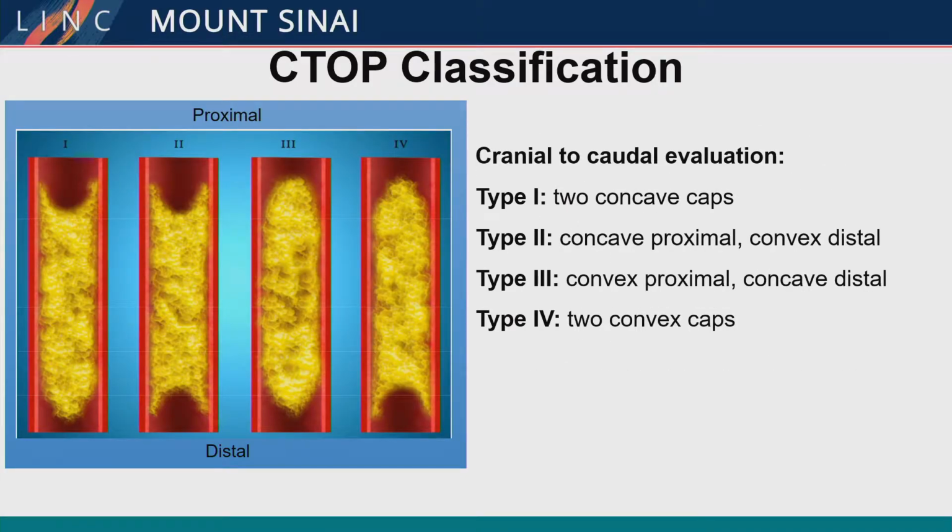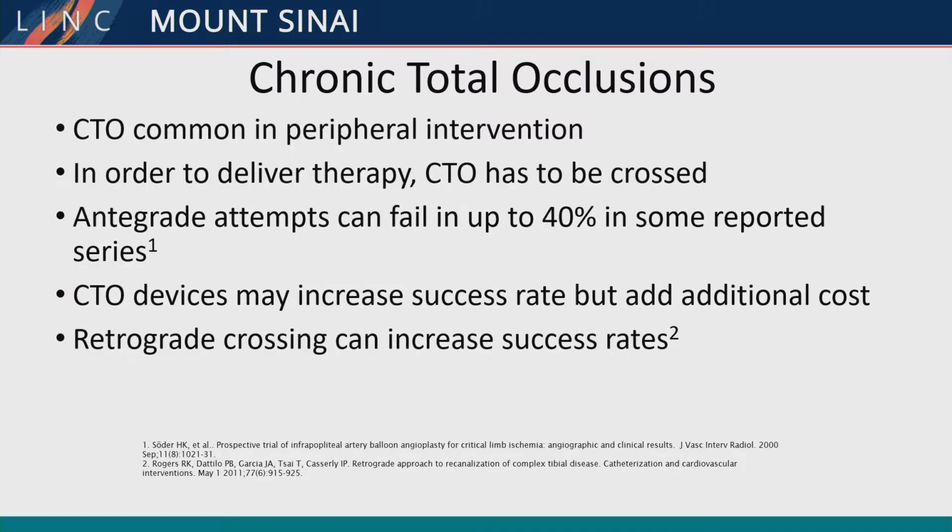So this was the CTOP classification that was recently published by Mustafa and his group, looking at the cap shape and how that determined whether an antegrade, retrograde, or hybrid approach was necessary. And you can see why there's so often the need to use reentry devices or retrograde access, especially in CTOP classification 2, 3, and 4. So you already heard this from the previous speaker, how CTOs are very, very common, and we need to get across these to have the best outcomes.